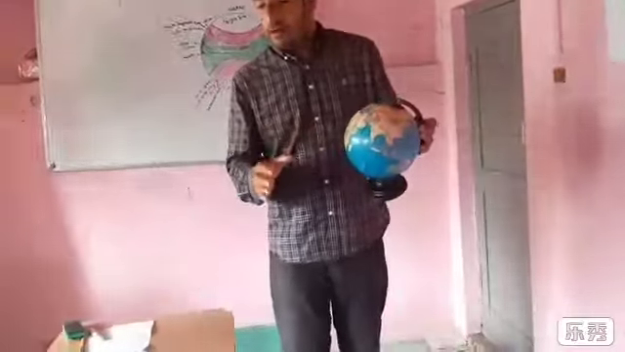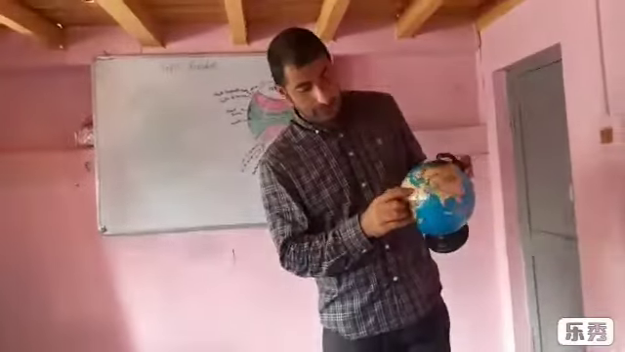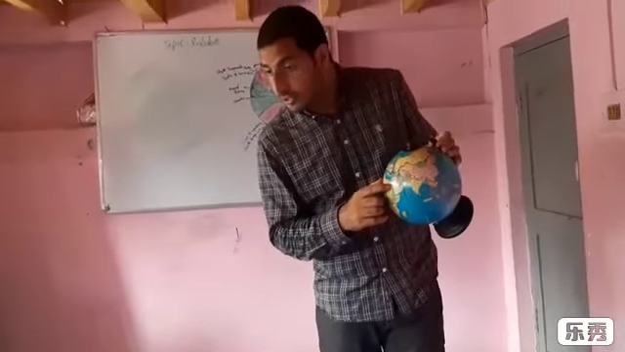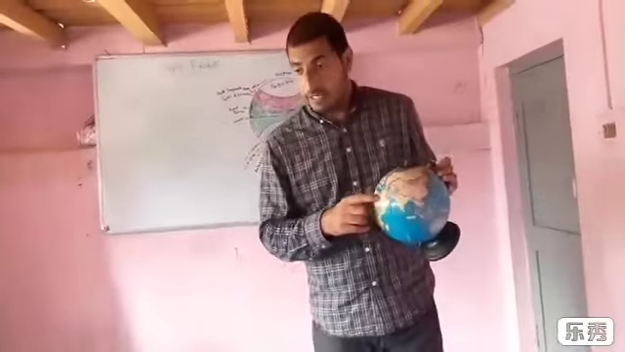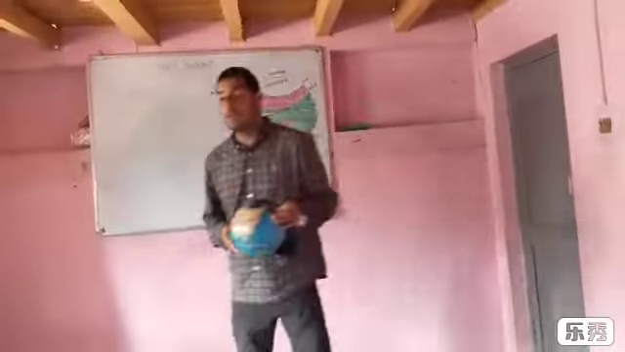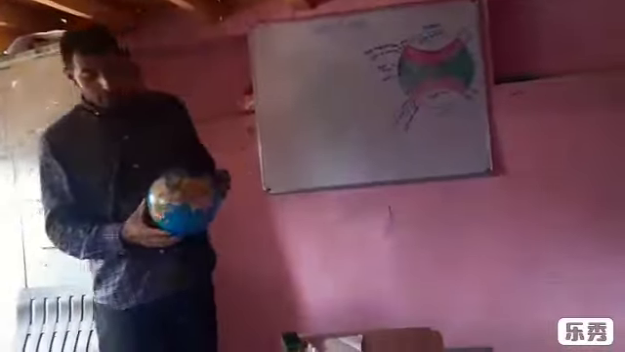Then in Africa, this continent, here is the world's longest river, the Nile. That is here in Egypt. You can see Egypt, the Nile is here. This river is in the continent of Africa. And in Africa, there is also the world's largest desert, the Sahara Desert. Okay, so let us move forward.